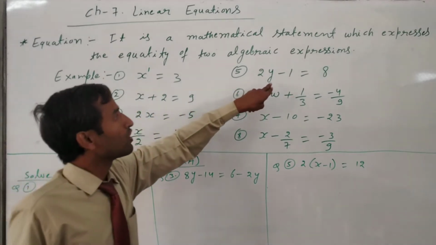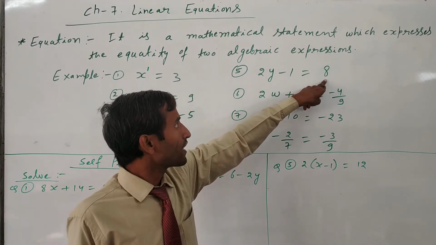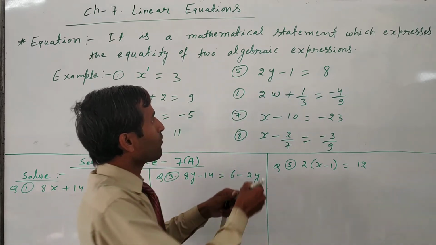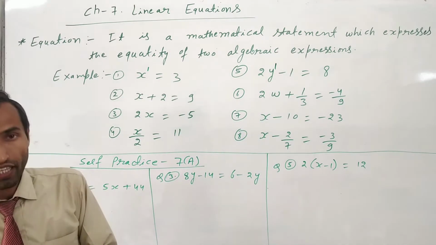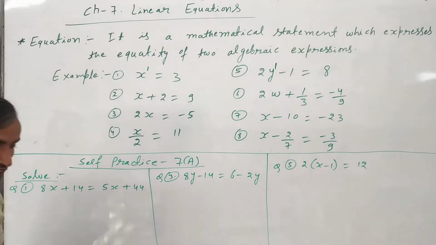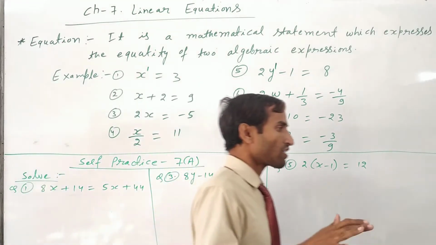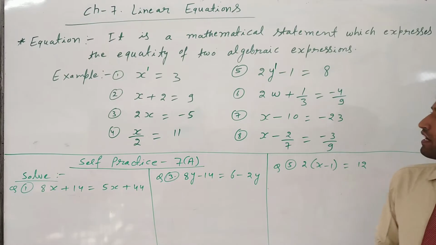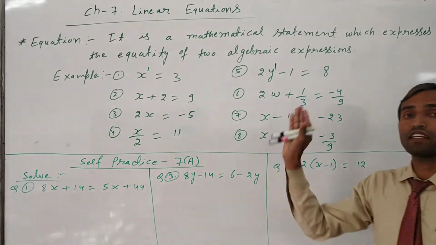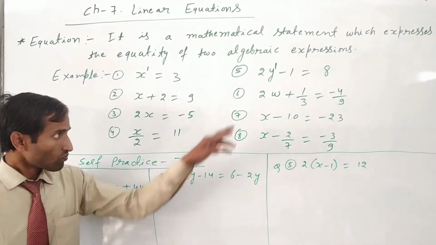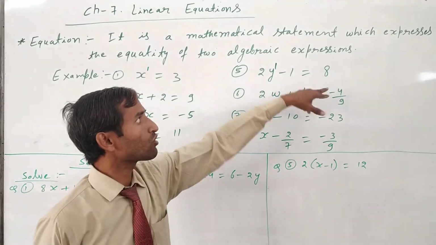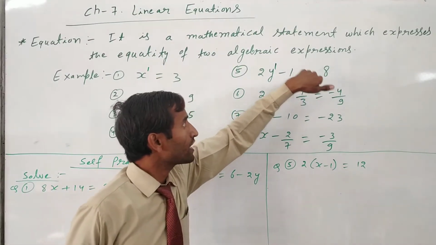And here also, 2y - 1 = 8. Here again y to the power 1 is there. y to the power 1 means linear. It is a linear expression. If any algebraic expression has highest degree, its highest power, equal to 1, that is called a linear expression. And 2y - 1 = 8 is called an equation.